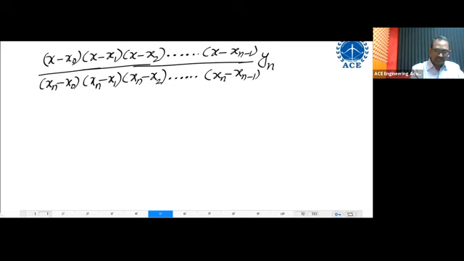So this is just interpolation. Interpolation means finding the y value for any x value between those given.